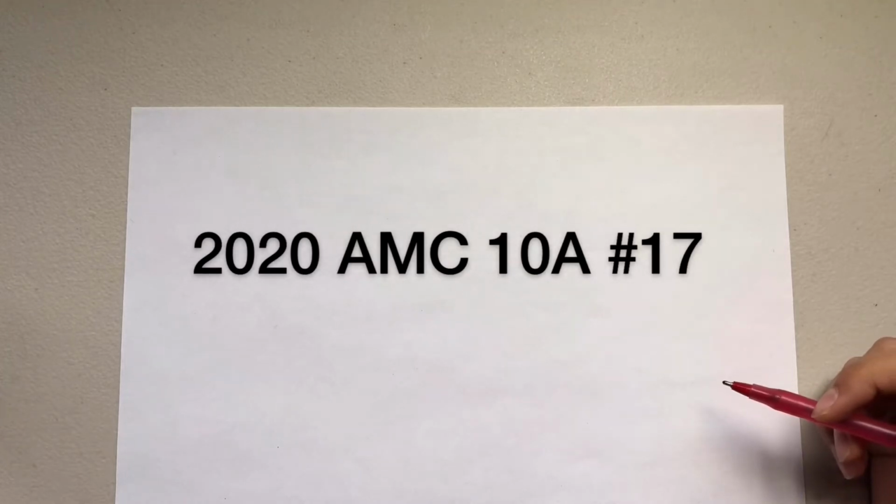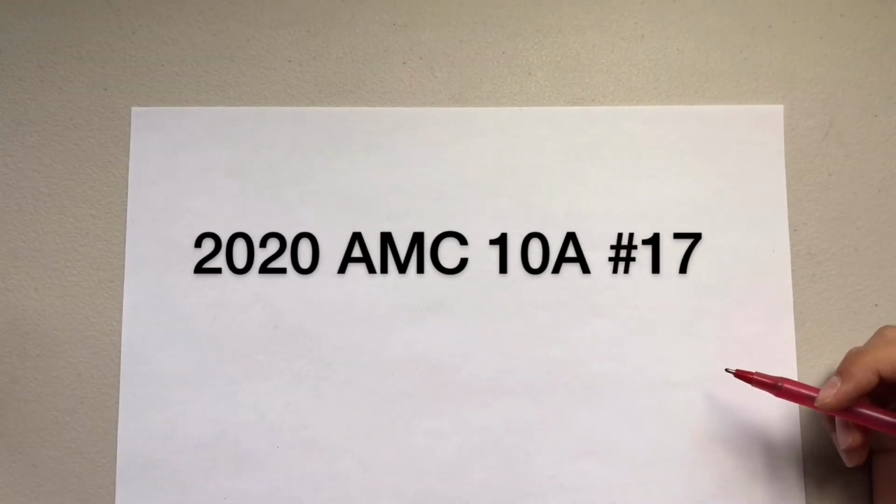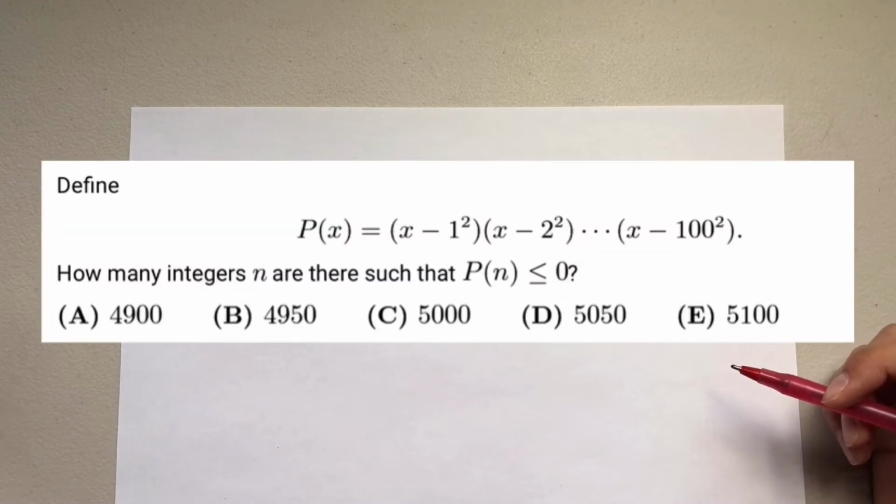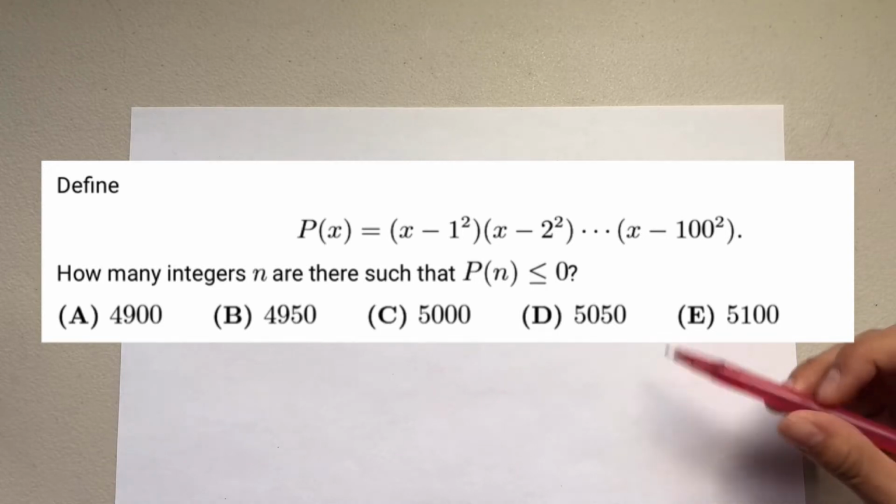Today we're going to be doing the 2020 AMC 10A problem number 17. The problem reads, define P(x) equals (x minus 1) squared times (x minus 2) squared all the way to (x minus 100) squared. How many integers n are there such that P(n) is less than or equal to 0?